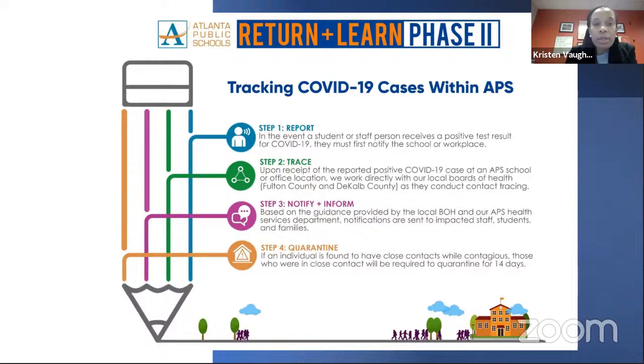Step two is to trace. Upon receipt of the reported positive COVID-19 case at an APS school, we work directly with our local boards of health as they conduct contact tracing. And then step three, we notify and inform. Based on the guidance provided by the local Board of Health and our APS Health Service Department, notifications are sent to impacted staff, students, and families. And then step four, if an individual is found to have had close contact while contagious, those who were in close contact will be required to quarantine for 14 days.